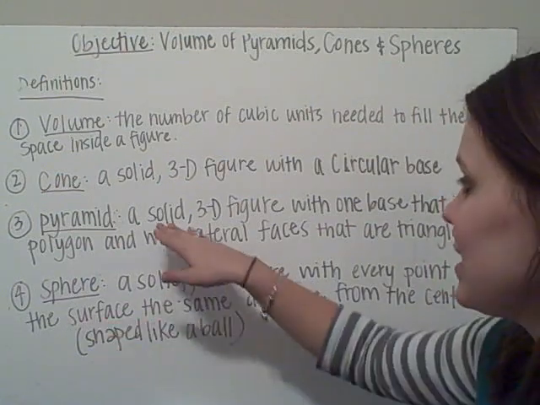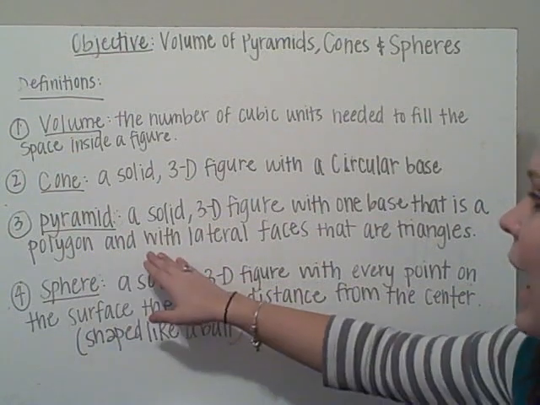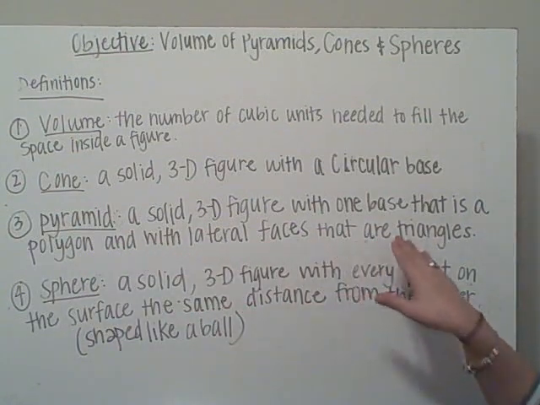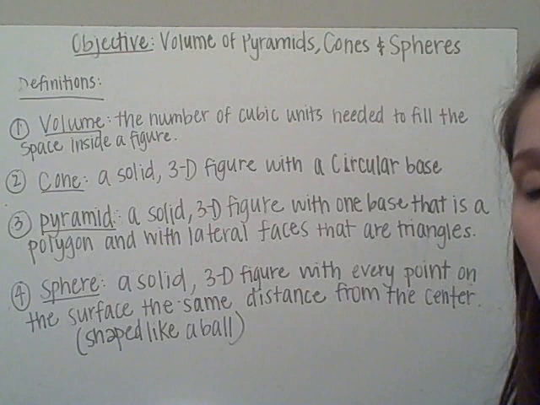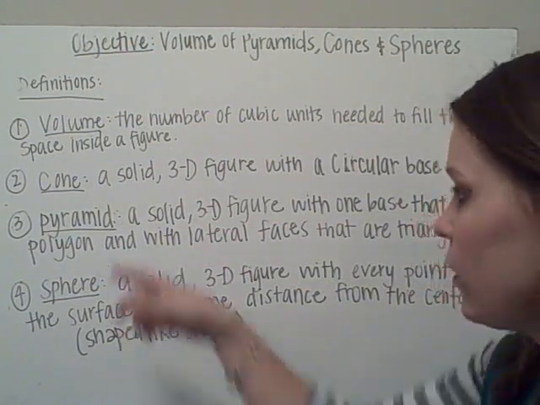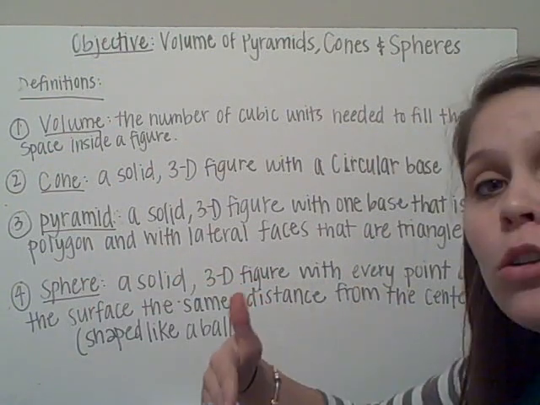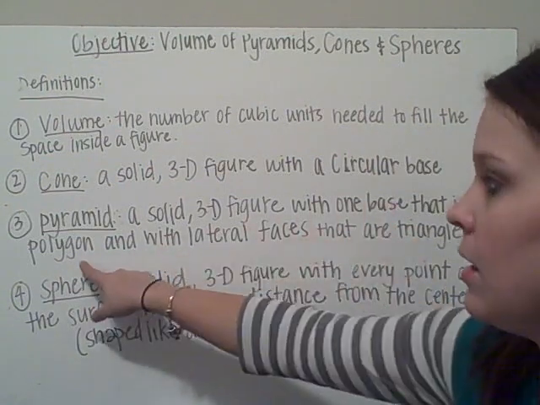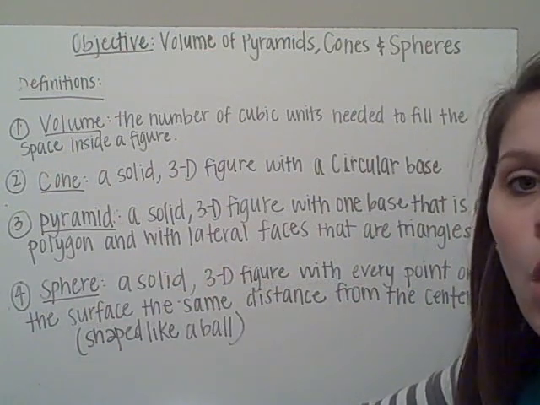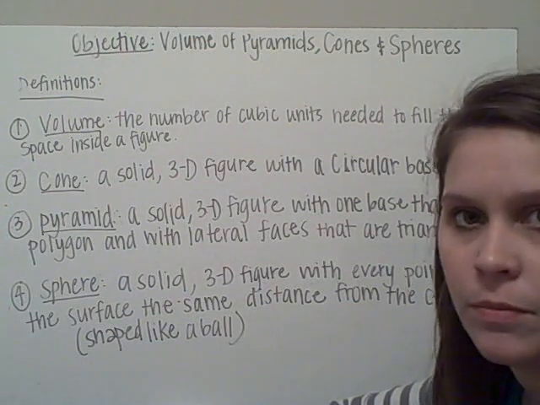A pyramid is a solid 3D figure with one base that is a polygon and with lateral faces that are triangles. So you can have multiple types of pyramids. We could have a square pyramid where the polygon base is a square. You could have a rectangular pyramid where the polygon is a rectangle. Or you could have a triangular pyramid where the polygon base is a triangle.